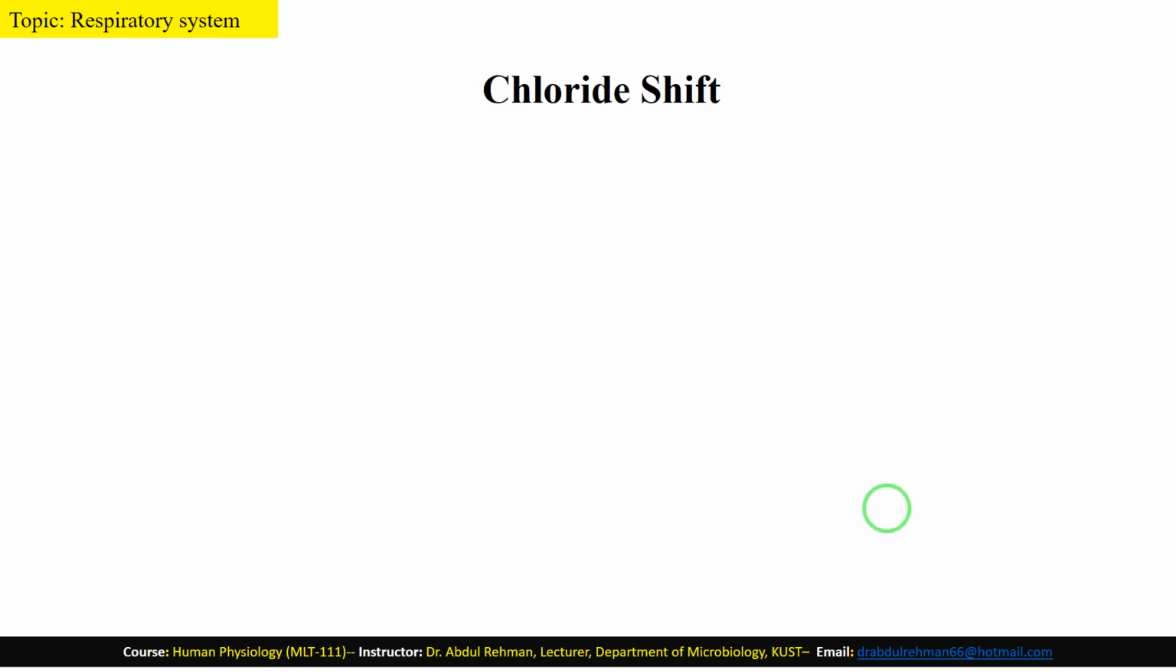During respiration, there is a change in electric neutrality, especially in the red blood cells, when carbon dioxide has diffused in the form of bicarbonate ion. So to maintain electric neutrality, chloride diffuses from plasma into the red blood cells. This diffusion of chloride from plasma into the RBCs to maintain electric neutrality is called the chloride shift.